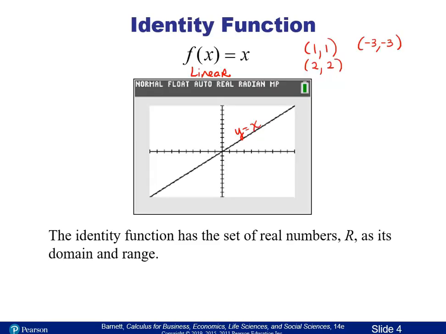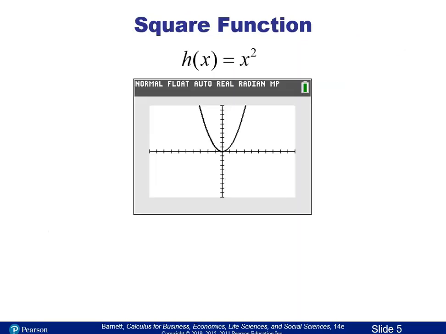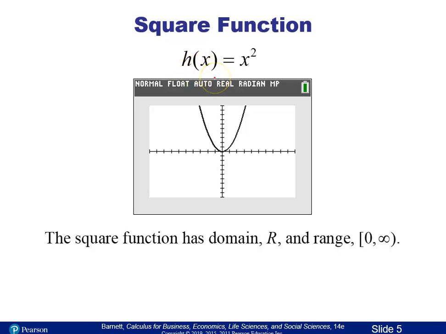And one thing I didn't say is it does have the set of all real numbers as its domain and range. So there's no limitations on domain and range for the identity function. Okay, the square function, same thing, no limitations on the domain. You can plug anything into this. The range is your y's, so it starts here at 0 and goes up, and so that's why the range is from 0 to infinity. And anytime you see an x squared function, it's going to be what we call a parabola, which is this U-shaped graph.